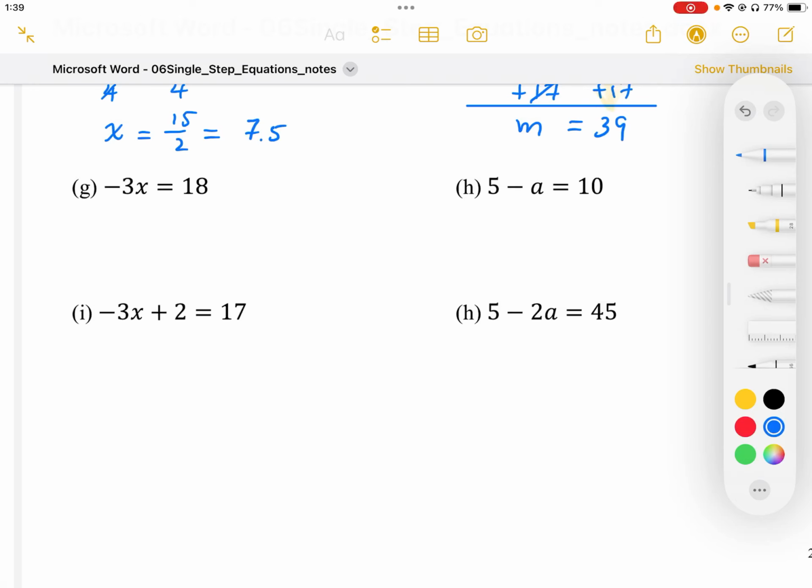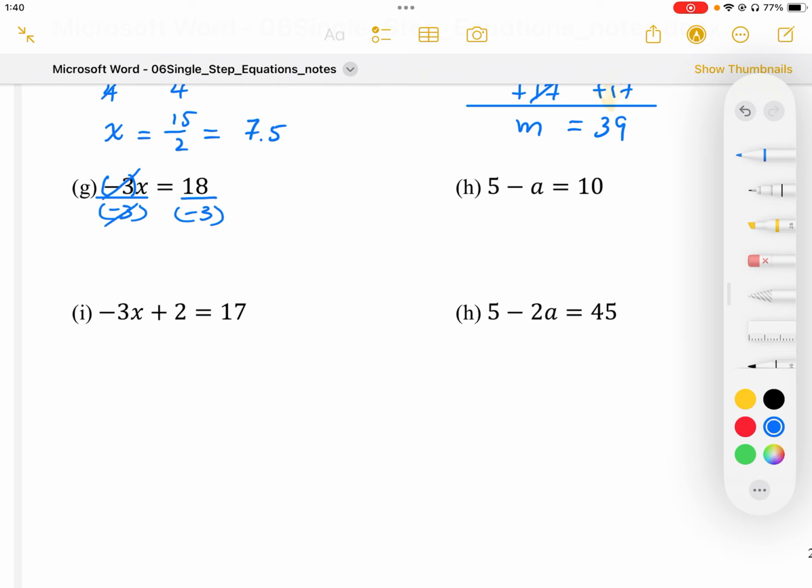For G, we have to be careful because that is not a minus 3. That is a times by negative 3. So we want to make sure that we recognize that that is a grouping. So that is times by negative 3. So we're not going to use a plus 3 to get rid of that. We need to use a divide by negative 3. So I'm going to divide by negative 3. And I'm going to make sure I do that on both sides.